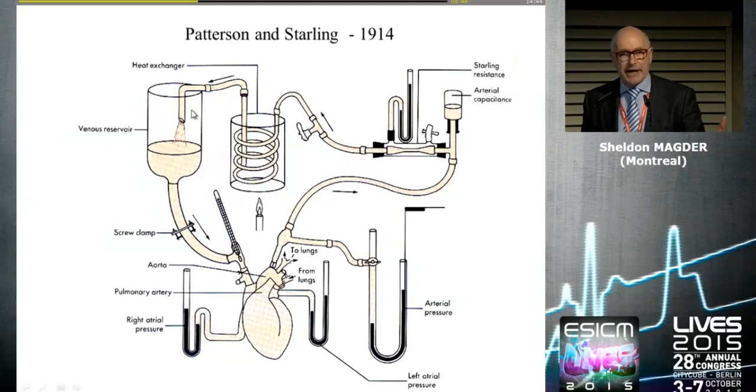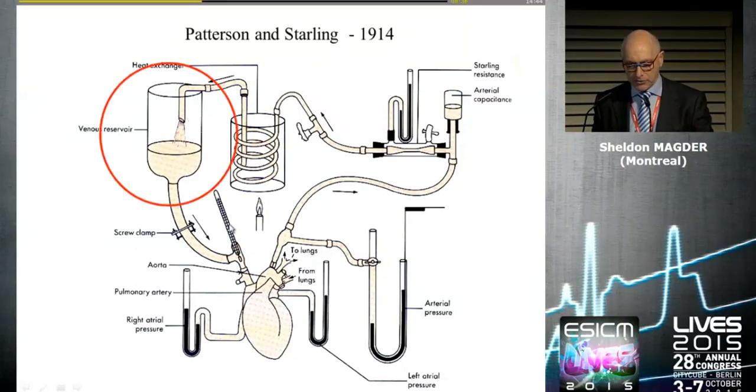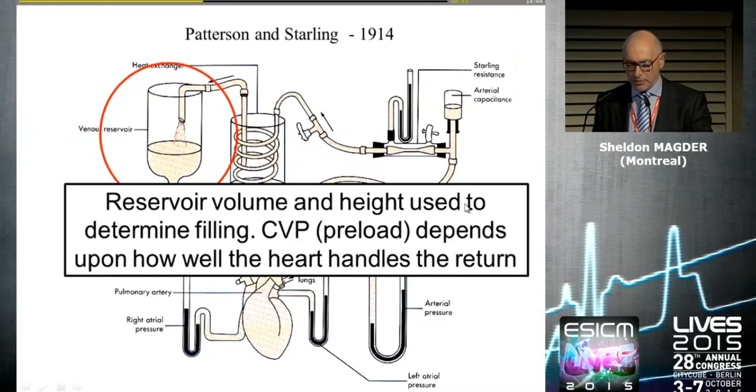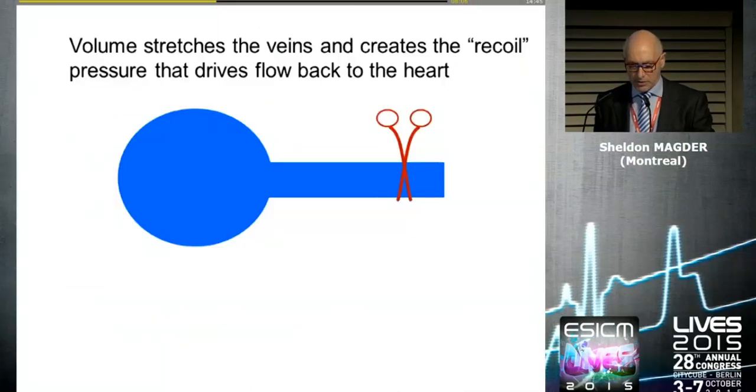And what he does, he adds fluid to this reservoir, which comes back to the heart and creates a pressure depending upon how the heart is functioning. So the reservoir volume and the height used to determine the filling. But the CVP, the actual value that you would measure with these manometers, depends on how well the heart is handling that return. So it's not like he actually puts volume into the ventricle. He puts it through a circuit upstream and lets the heart handle it, which is what your body does. You don't come along and say, okay, I'm going to give this injection right into the RV. It goes into the whole system and creates a driving force that comes back.